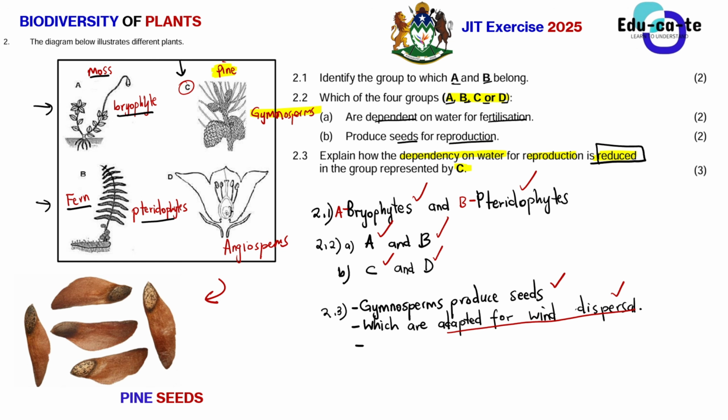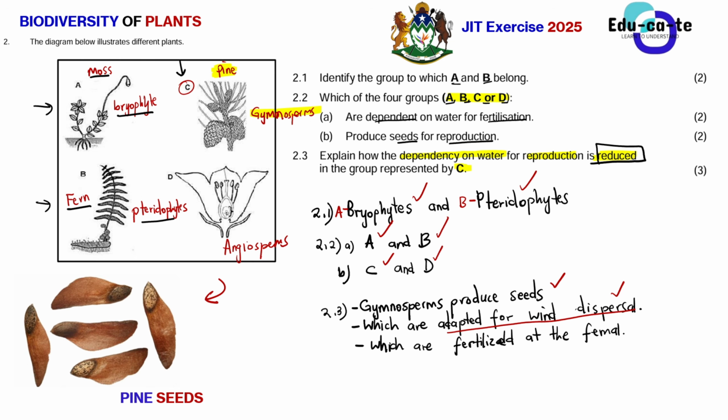So for you to prove that, you have to explain how they actually reproduce if they don't require water. Okay, so these seeds, which are adapted for wind dispersal, are fertilized in the female cone. So I'll just say which are fertilized at the female cone, or you can say in the female cone.